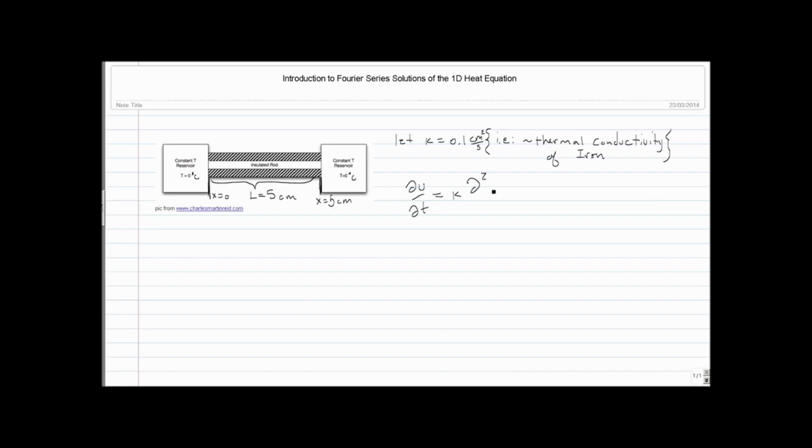So here's the heat equation. Okay. So we have this insulated rod. It's well insulated. It's very, very thin with a constant cross-sectional area, and it has a length of 5 centimeters. Now let's say that on either end of this rod there's these constant temperature reservoirs, like a big block of ice or something that's kept at 0 degrees Celsius, and the temperature of those reservoirs does not change.